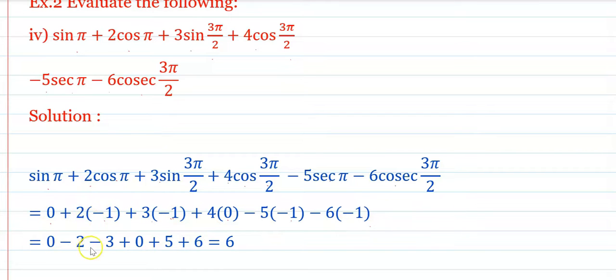Okay, 0, minus 2, minus 3. 4 into 0, that is 0. This with the plus and plus. 5 plus 6. And overall, finally, what is that here? Minus 2 minus 3 is plus 5 and the value is 6. Okay.